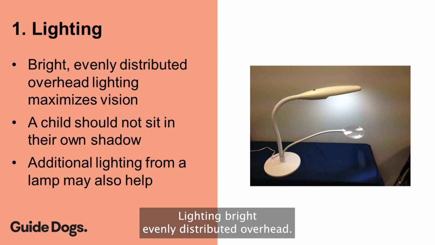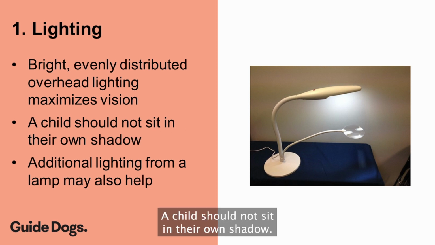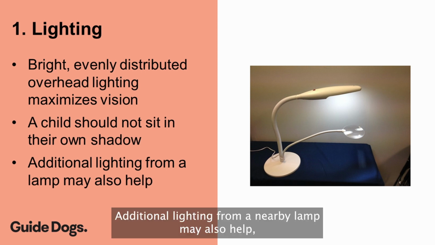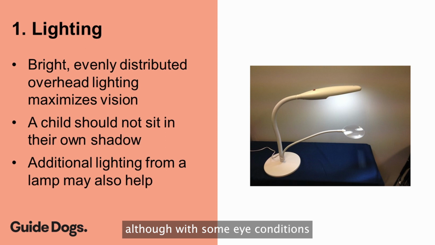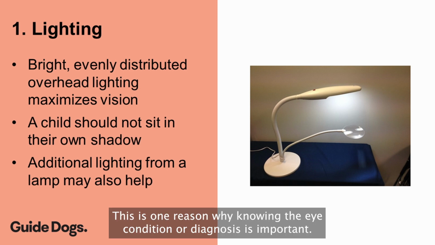Lighting. Bright, evenly distributed overhead lighting maximises vision. A child should not sit in their own shadow. Additional lighting from a nearby lamp may also help, although with some eye conditions such as albinism, additional lighting can hinder their vision. This is one reason why knowing the eye condition or diagnosis is important.